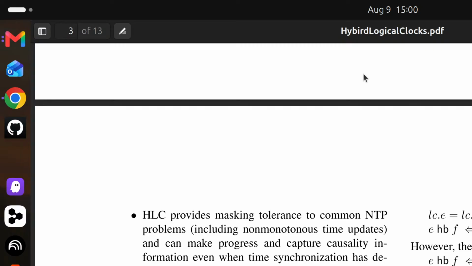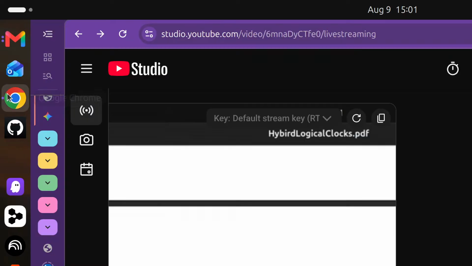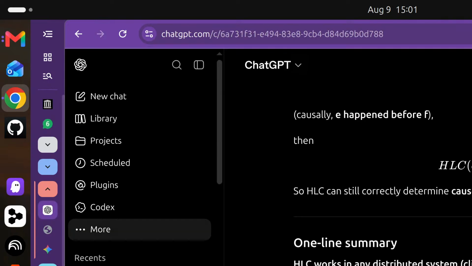HLC provides masking tolerance to common NTP problems, including non-monotonous time updates, and can make progress and capture causality information even when the synchronization has degraded. HLC is also self-stabilizing, fault-tolerant, and resilient to arbitrary corruptions of the clock variables, as we discussed in section 4. Okay, let me copy this and go for our explanation.